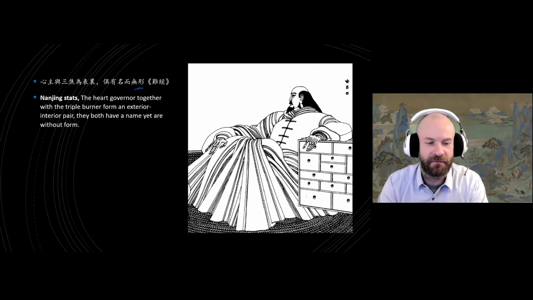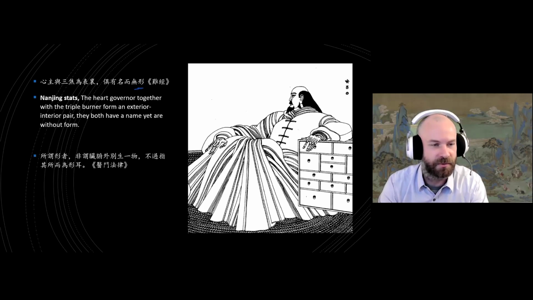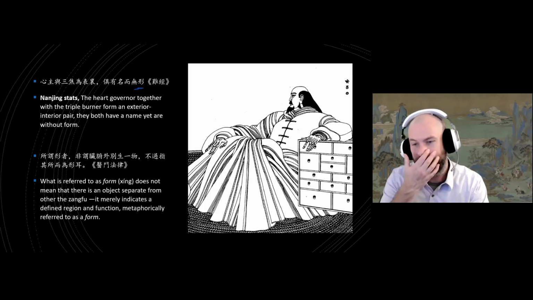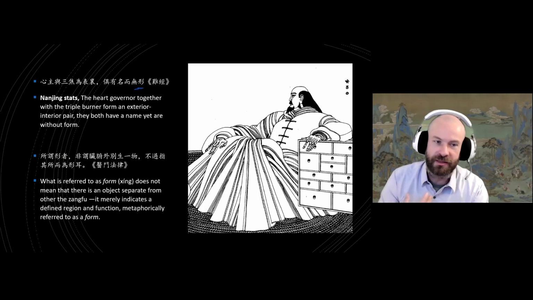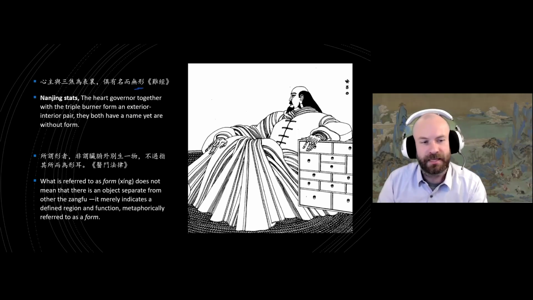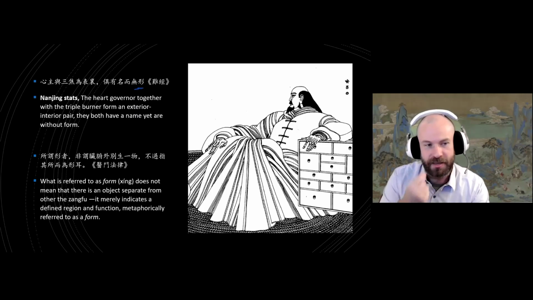And this is where I found this quote in his work that I found quite interesting, where he goes, "What is referred to as form or xing does not mean that there is an object separate from the other zhangfu, but it merely indicates a defined region and function metaphorically referred to as form."